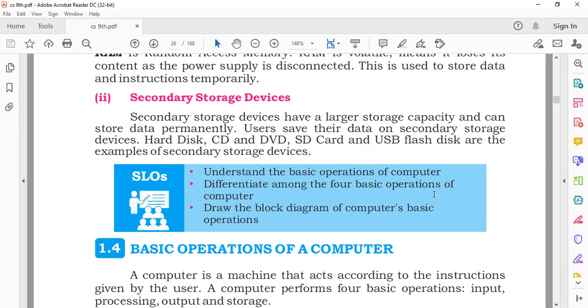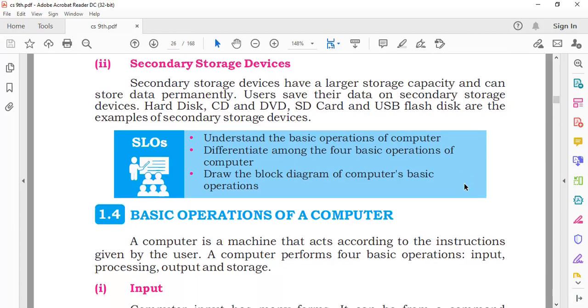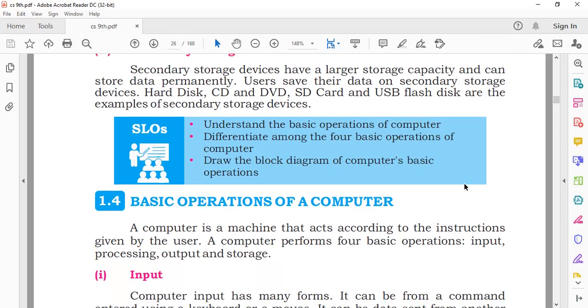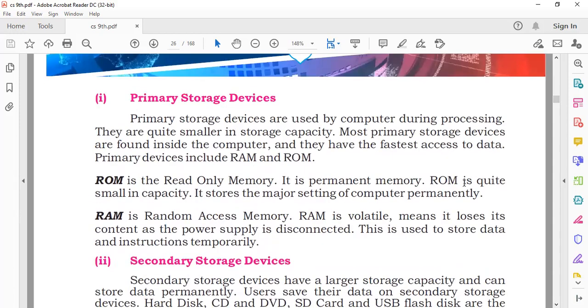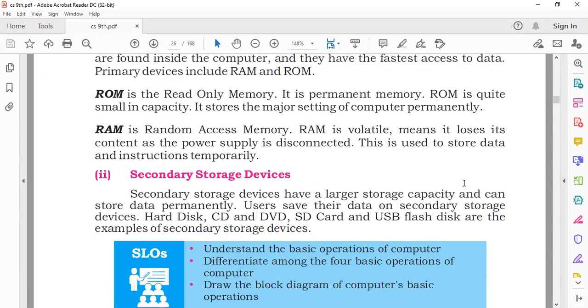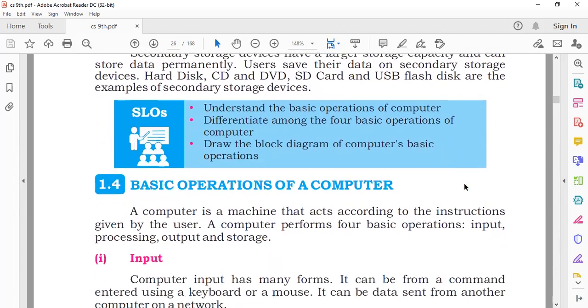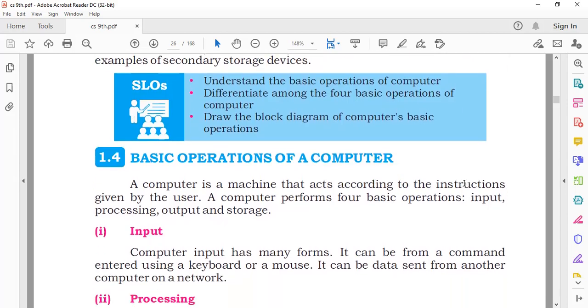So secondary devices have capacity and can store your data for a longer duration, saving the user data. Hard disk, CD, DVD, SD card, and USB flash disk are examples of secondary storage devices. As you can see, in primary storage devices the examples were ROM and RAM. In secondary storage devices the examples are hard disk, CD, DVD, SD card, and USB.